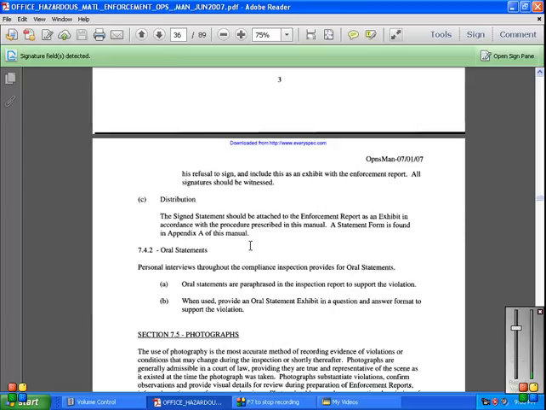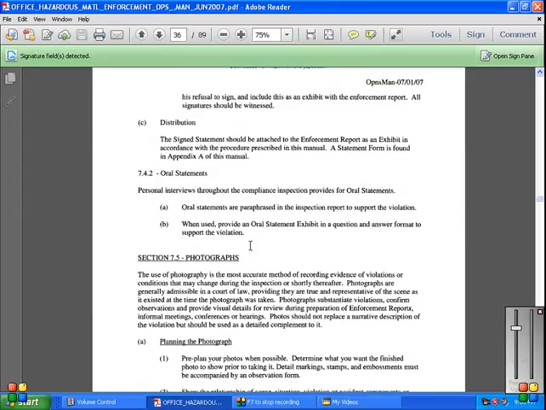7.5 Photography. Photography is the most accurate method of recording evidence of violations and conditions that may change during the inspection or shortly thereafter. Photographs are generally admitted in court and provide a truthful representation of the scene at the time the photograph was taken. The photograph of a substantive violation provides visual data. Visual details are reviewed during the preparation of enforcement reports, informal meetings, and enforcement conferences.